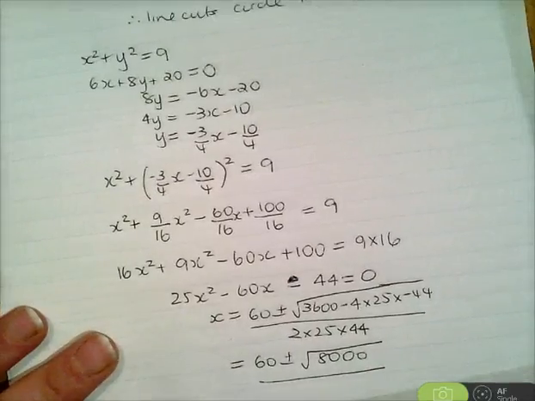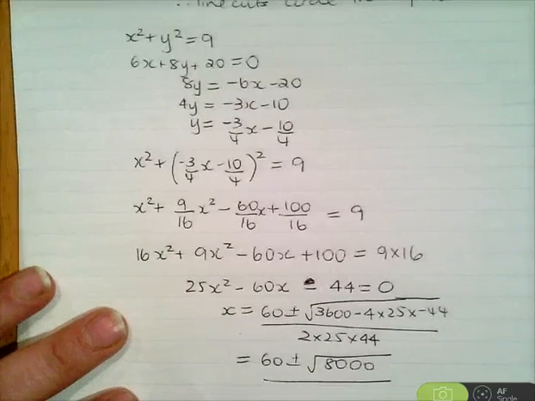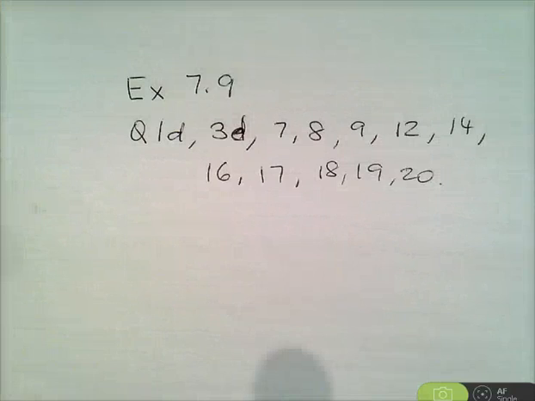Okay, so now I'll just set the questions in this exercise for you to do. If you could now do exercise 7.9, questions 1D, 3D, 7, 8, 9, 12, 14, 16, 17, 18, 19 and 20. 20 is a little bit involved. You've got to solve a few simultaneous equations and you've got to work out some heights of triangles. So there's a little bit there.